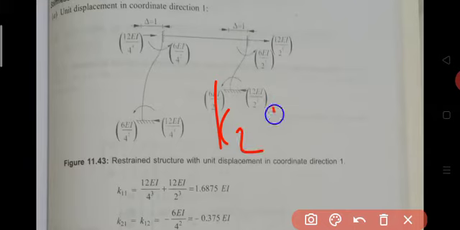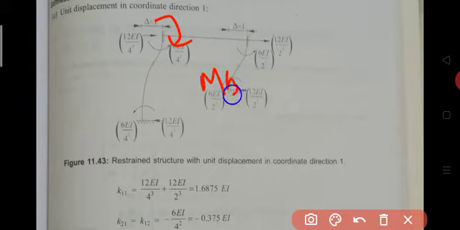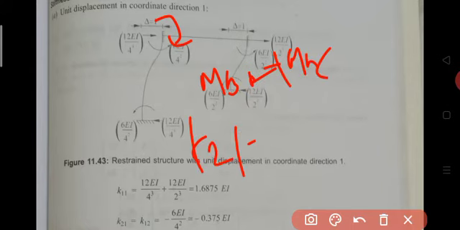Then K21 means the force developed in direction 2 due to unit displacement applied in direction 1. What is our second coordinate direction? It is the moment direction at joint B. At joint B there are two members, one is MBA, another one is MBC. Add the MBA and MBC moments, and you get the K21 value. So, K21 is equal to MBA plus MBC.